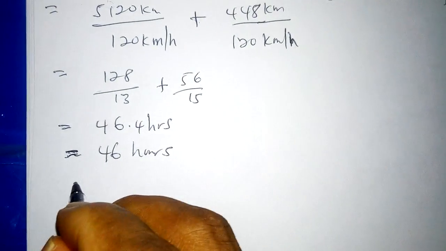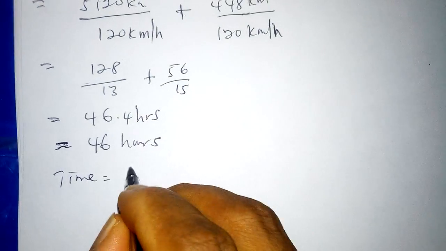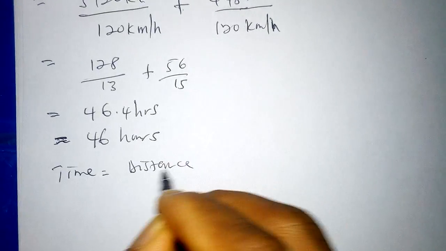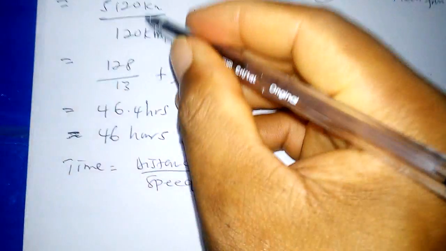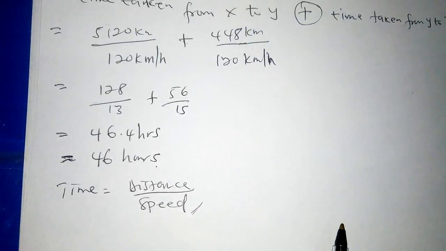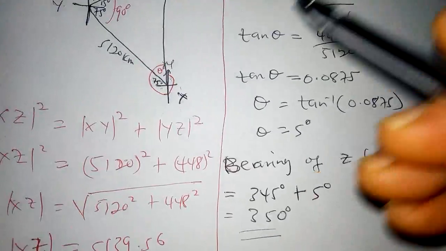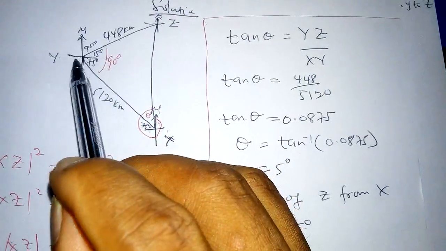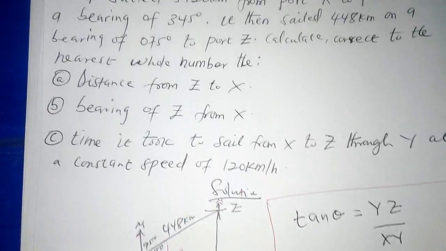Note that the formula we use here was time equals distance over speed. That's what I use over here. So that's it for this question. This is the time it took us to move from X through Y to Z. I hope you are okay with this question.